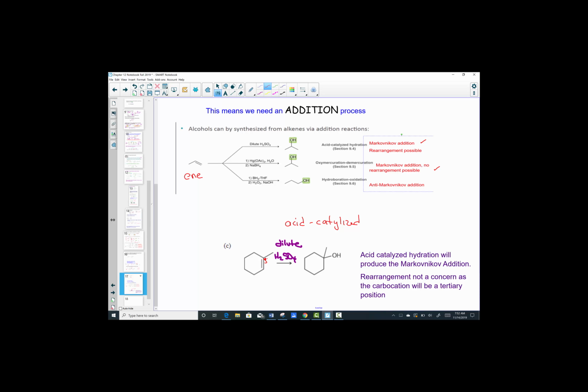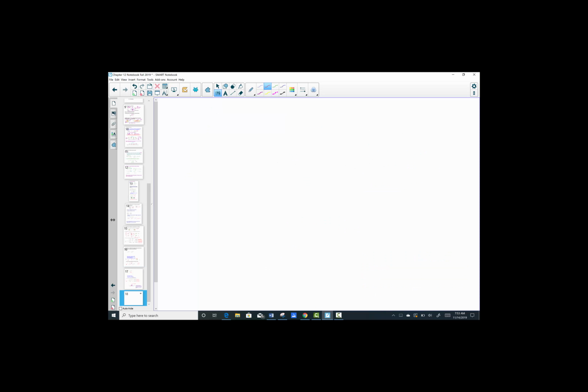So that's it. An acid catalyzed hydration produces our alcohol. Rearrangement is not a concern, as the carbocation will be a tertiary position, and therefore we're looking good in terms of one-step conversion with dilute sulfuric acid. And that's the end of lesson 1. Go to work on your Wiley skill builders and come back to lesson 2 when ready.